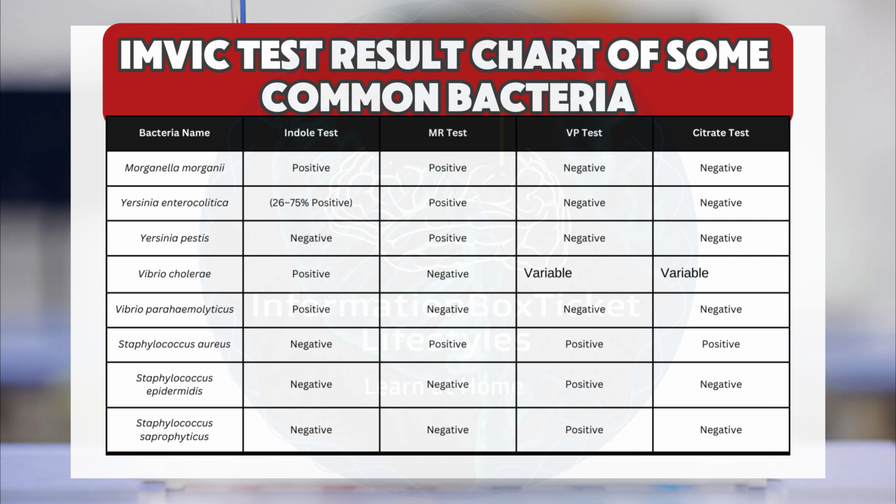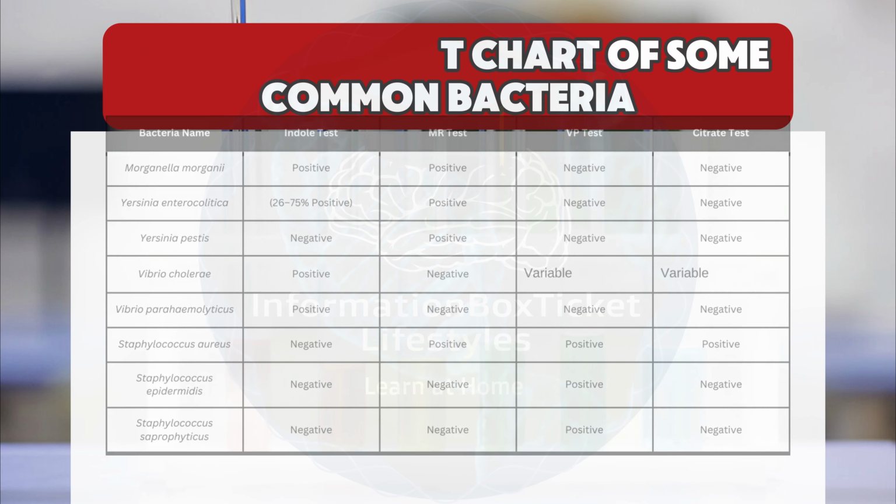Staphylococcus epidermidis: negative indole, negative methyl red, positive Voges-Proskauer, negative citrate. Staphylococcus saprophyticus: negative indole, negative methyl red, positive Voges-Proskauer, negative citrate.